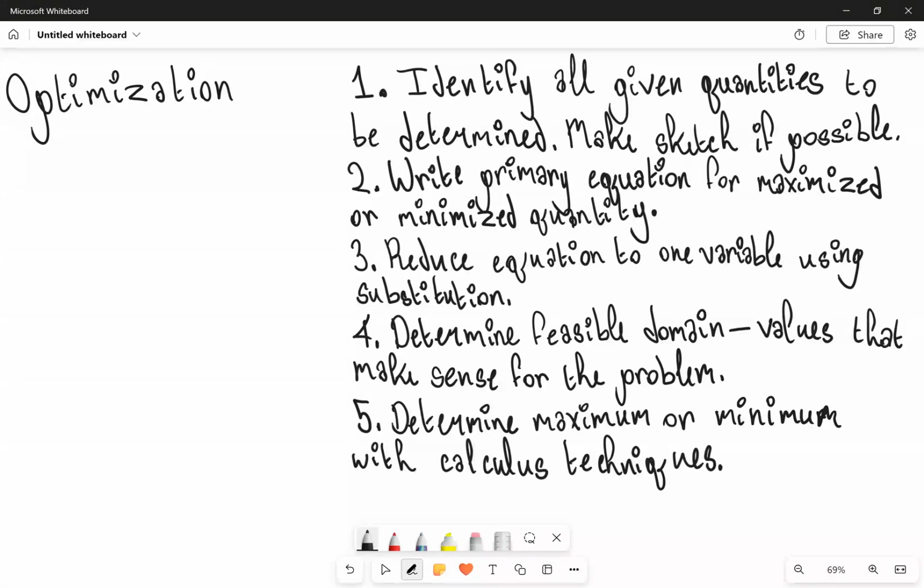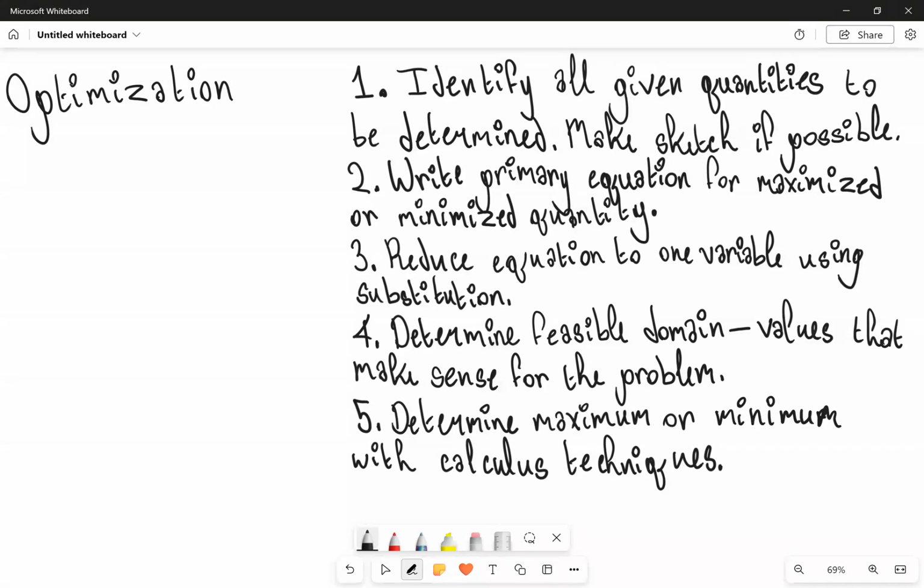Step 4, determine the feasible domain, values that make sense for the problem. We didn't technically do this, but I'm sure you had in your head that the numbers had to be less than 100 if they had to add up to 100. You can probably logic it out and figure out what the maximum could have been, and we actually solved for that, which would be 50 for this specific problem. But if you get an absolutely crazy answer and you're like, wait, this doesn't make sense, listen to your gut, make sure that you did the problem right.